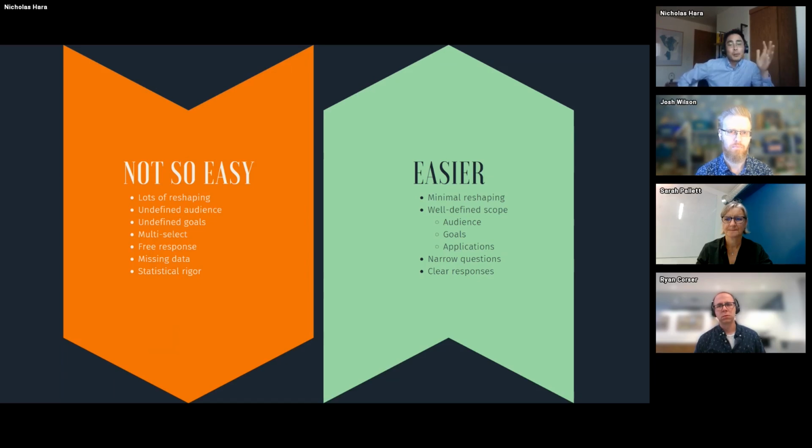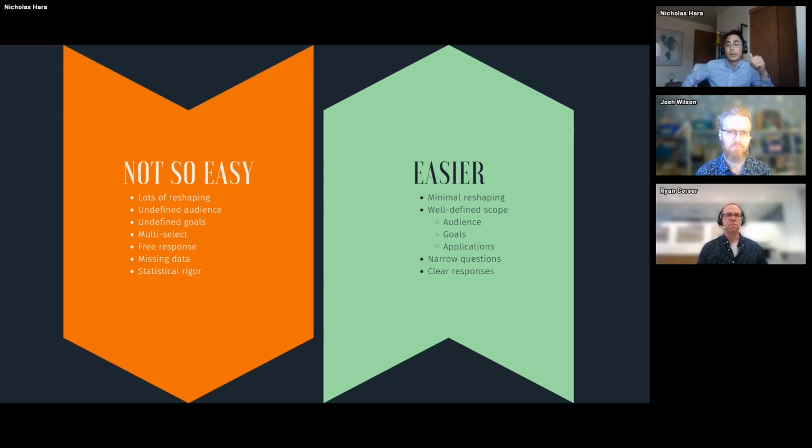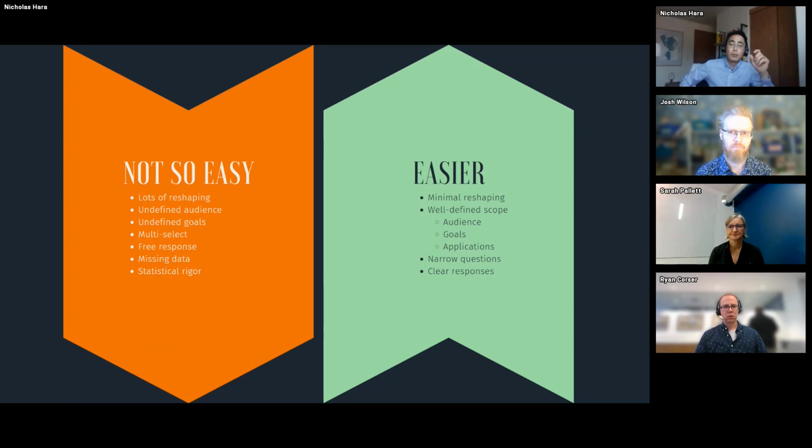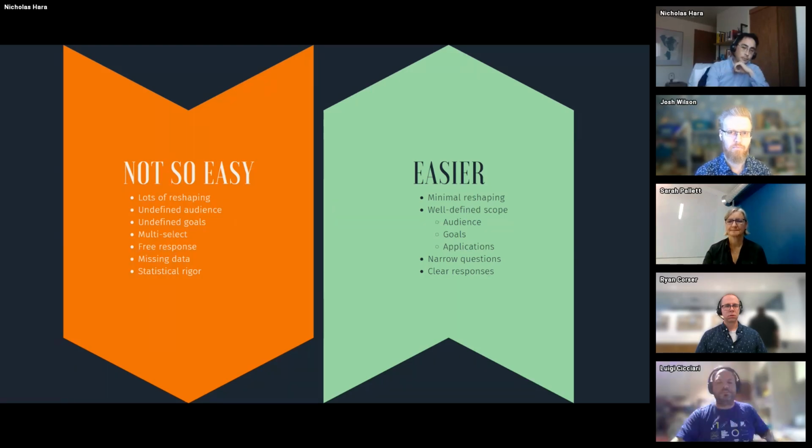It is easier when you have minimal reshaping to do. That means fewer multi-selects, less coding to be done. When you've got a well-defined scope for your audience, your goals, how this data is going to ultimately be applied, and you've got very narrow defined questions that you want answered. And I'm not just talking about the questions on the survey itself, but the research questions, the broader ones. And then the final note is about clear responses, making sure that A and B don't overlap, and so each response is distinctive.